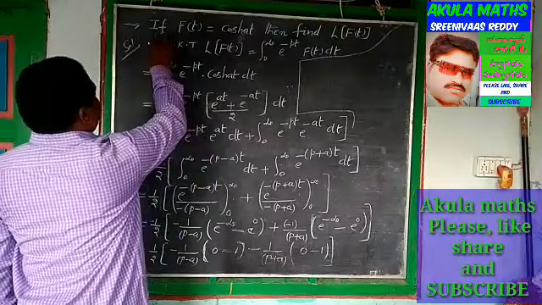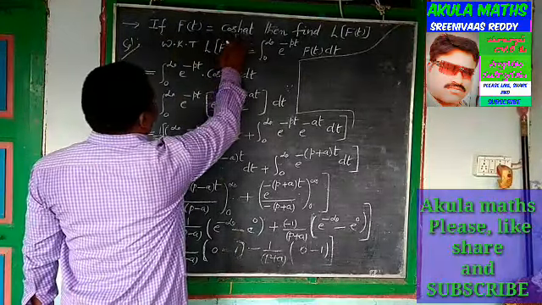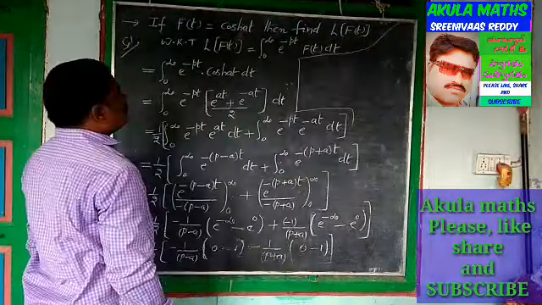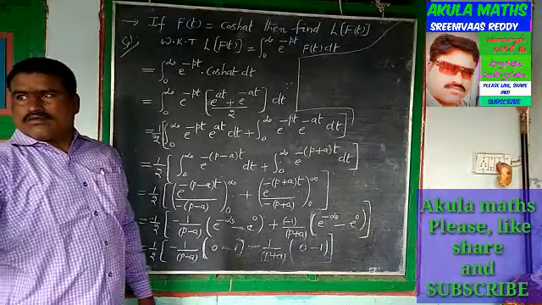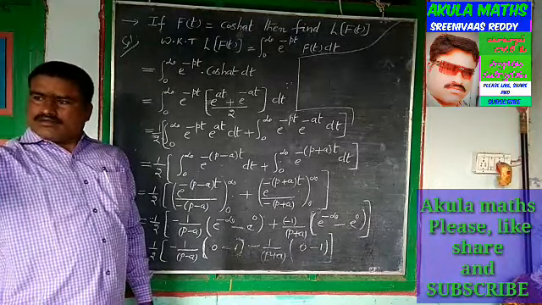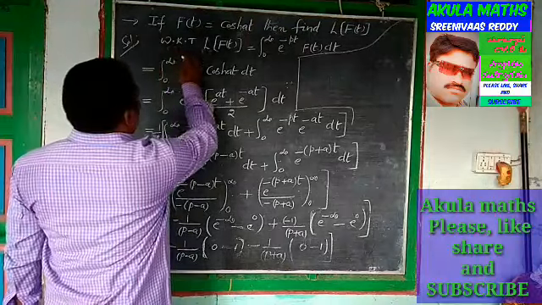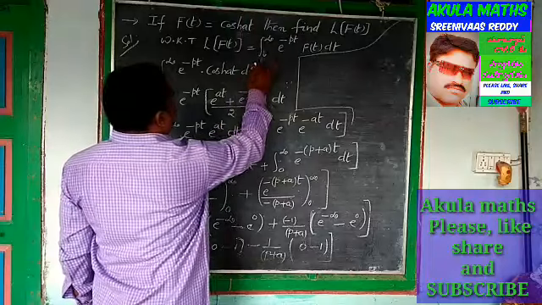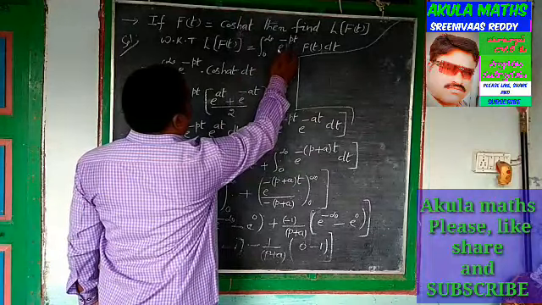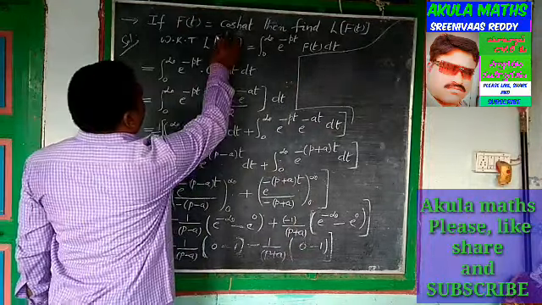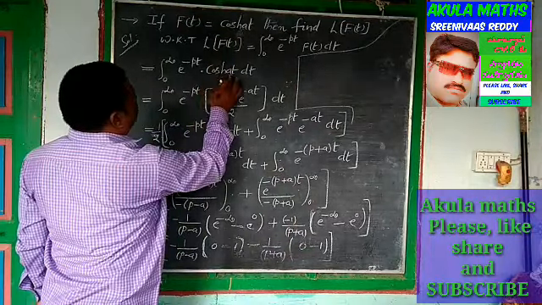Next problem. If f of t is equal to cos h at, then find L of f of t. We know that L of f of t is equal to integral 0 to infinity e power minus pt into f of t dt. Here given that f of t is equal to cos h at. So we replace f of t with cos h at.